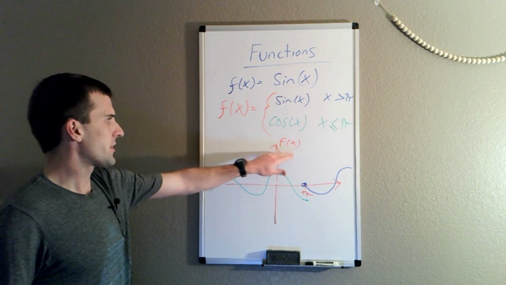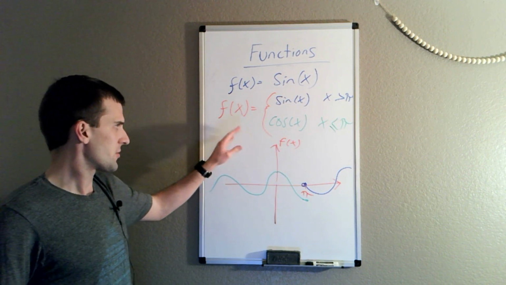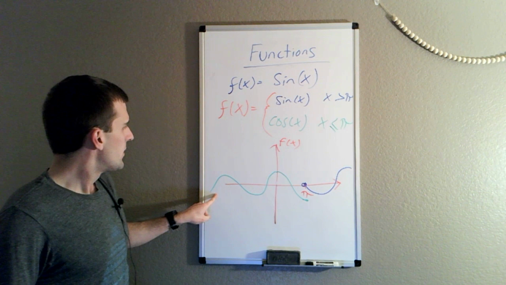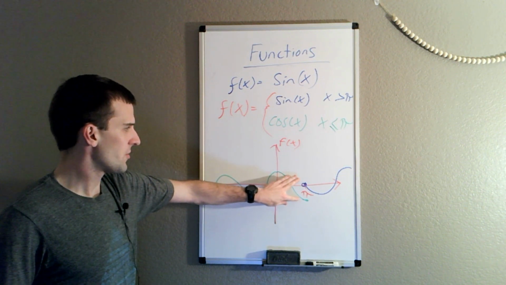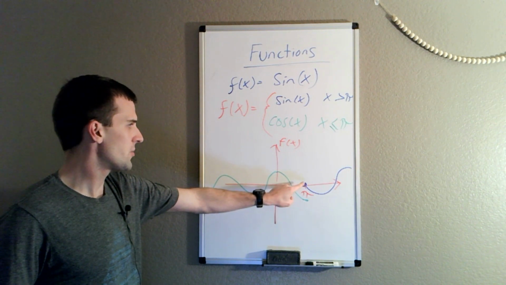Sometimes up here this is called f of x instead of y. But that's the whole point. f of x and y is really the same thing. We're just calling it a different thing. But here, continuous function, even though the lines don't touch, even though it jumps up to a different definition.